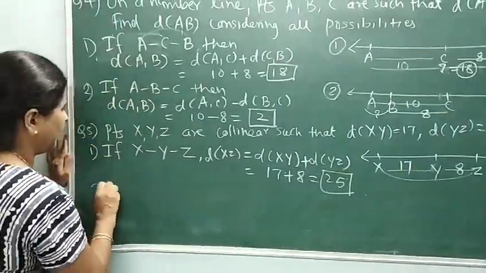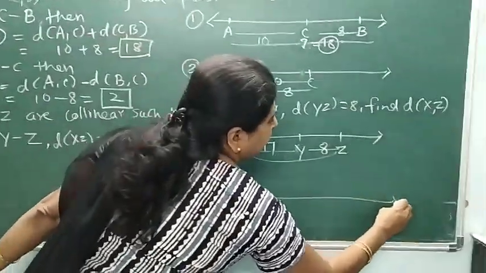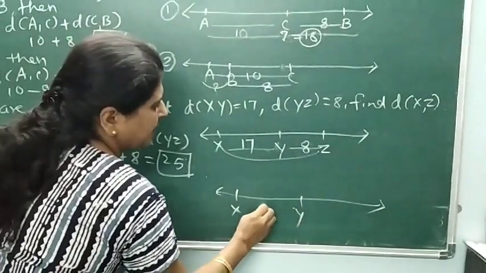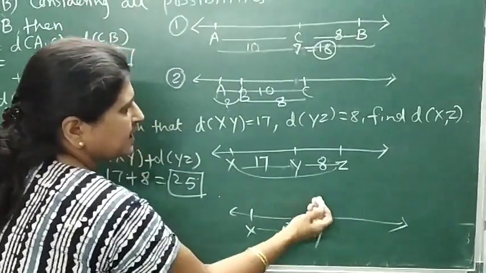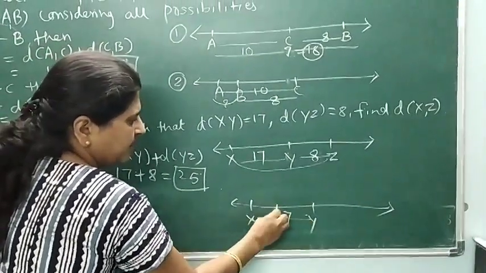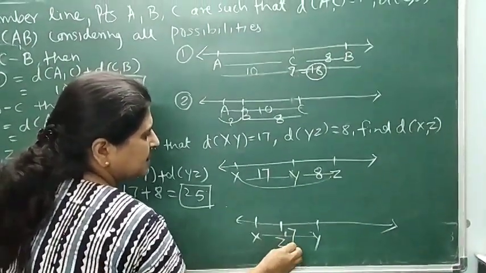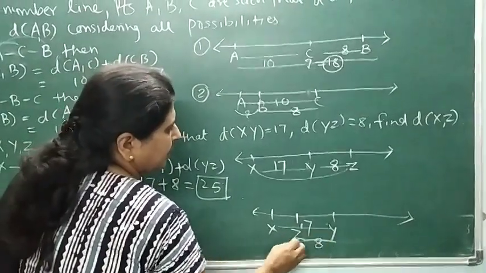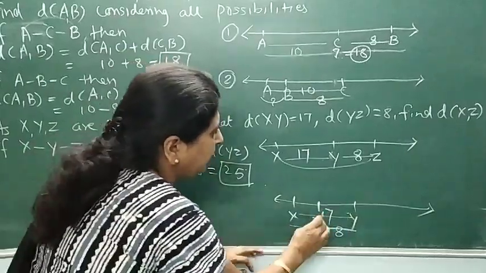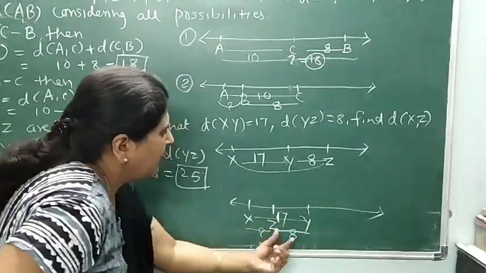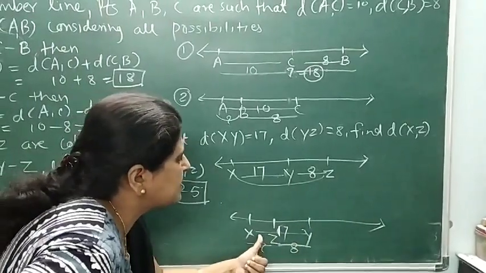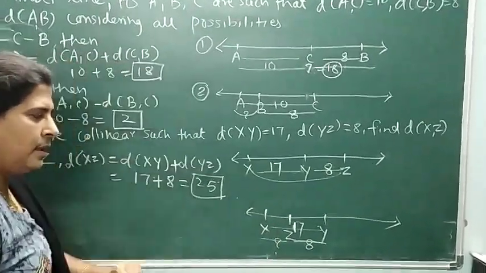And what is the other possibility? Let's see from the figure again. xy is 17 and suppose z is on the left side of y and this distance is 8, smaller than 17. So it can come somewhere here. It can be here, z, yz is 8. In that case, what is xz? So this bigger distance is 17, okay, and this is 8. So 17 minus 8 will give you the answer by subtraction, 9.